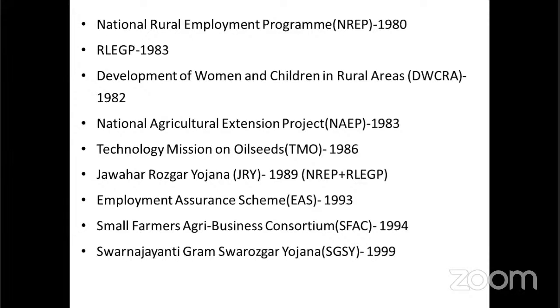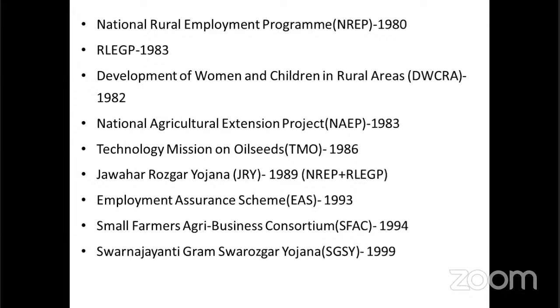Next one is the Technology Mission on Oilseeds (TMO), which was launched in 1986. It concentrated on the production of oilseeds, with a big focus on palm oil and sunflower oil. It gives importance to the production of these seeds, because they are the main source of oil production. That's why the Technology Mission on Oilseeds came in 1986.